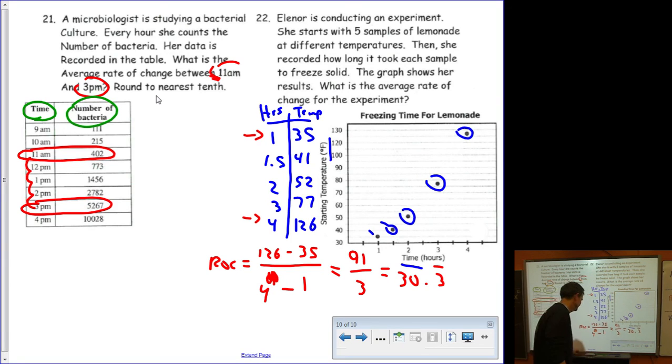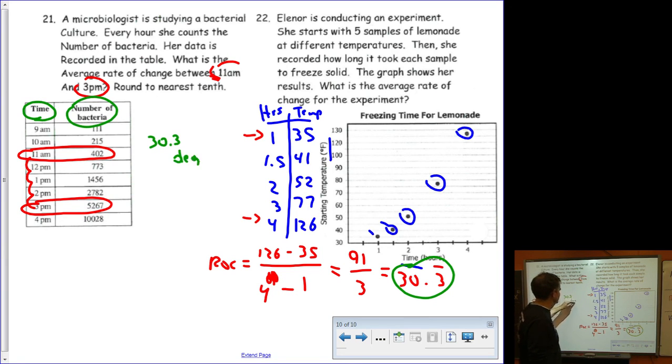So, if that is correct, then that is telling me, I need units on my answer, and that is telling me that the average rate of change is 30.3 degrees per hour.